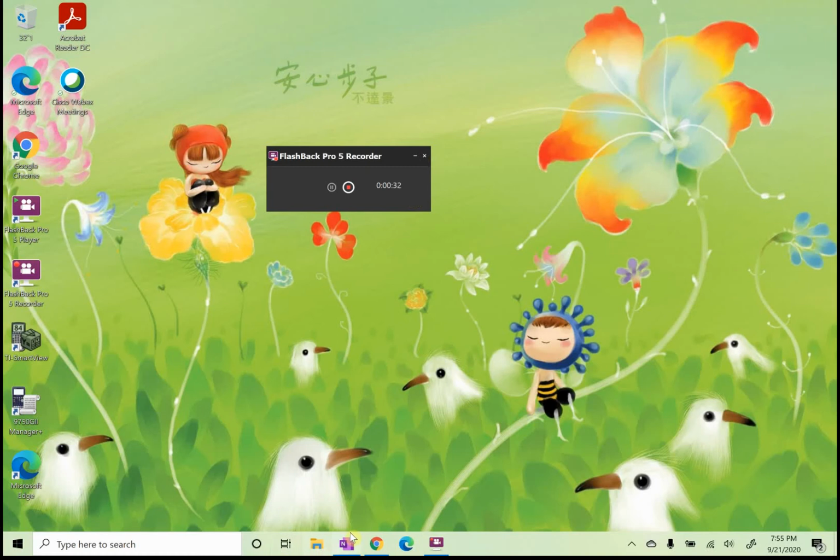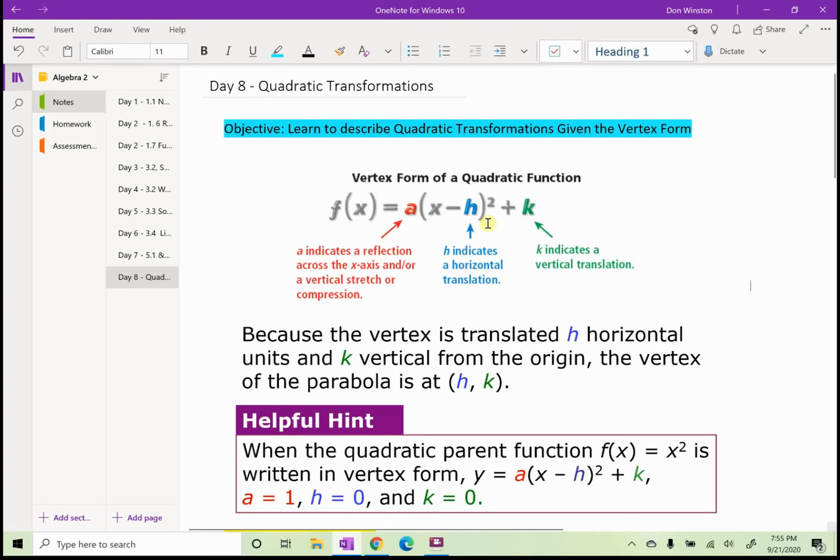Okay, so today we are going to take a look at quadratic transformations. Looking at the vertex form will tell us right away what's going on with the quadratic function. We'll take the parent function, f of x is equal to x squared, and we'll change the way it looks. Remember yesterday I told you that a, h, and k were like constants? Today we'll take a look at what effect a, h, and k have on the parent function f of x is equal to x squared.